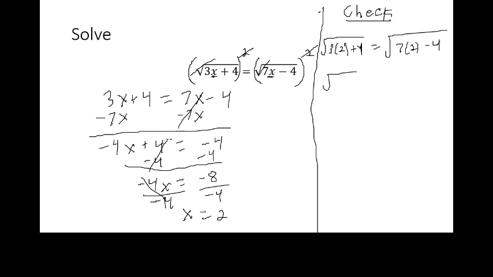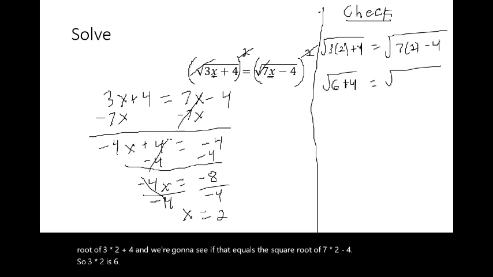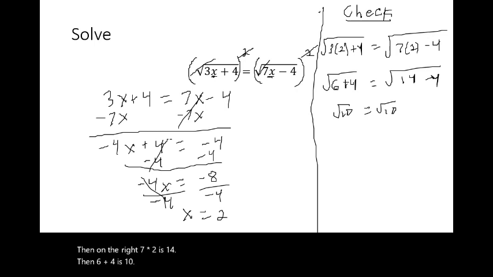So 3 times 2 is 6. Then on the right, 7 times 2 is 14. Then 6 plus 4 is 10. 14 minus 4 is 10. I really don't need to know what the square root of 10 is as a decimal, and it can't simplify, and we really don't care. As long as they have the same number on both sides of the equal sign, that means 2 satisfies the equation, so 2 is our final answer.